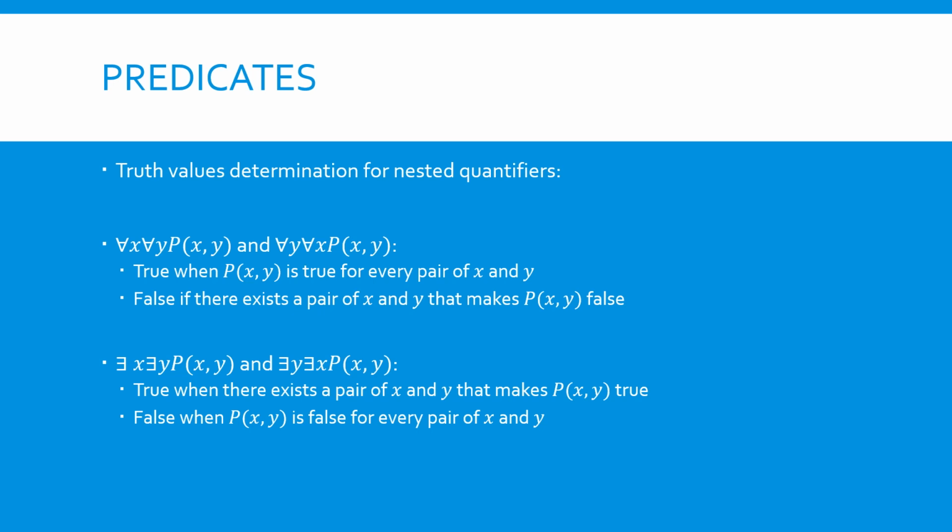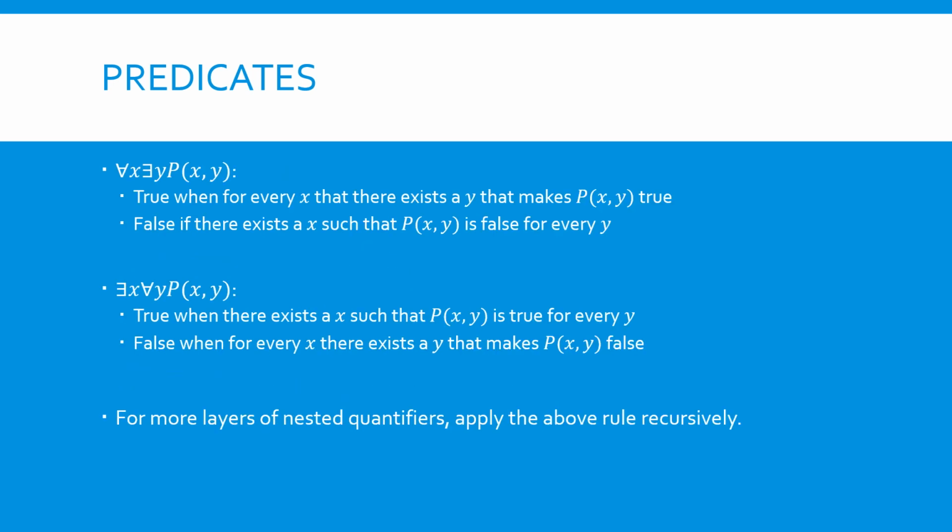Now, consider the nested quantified existential statements, such as there exists an x and y such that P(x, y), and there exists a y and x such that P(x, y). They are true if there exists a pair of x and y from their respective domains that makes P(x, y) true. They're false if every pair of x and y makes P(x, y) false.